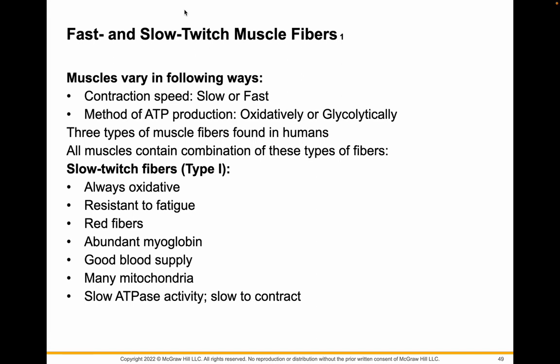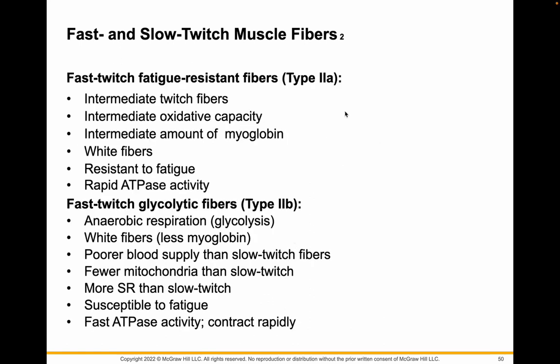using respiration or glycolytically, which is part of the respiration, but that's not important for you. There are three types of muscle fibers found in humans, and all of these contain combinations of fast and slow twitch fibers. So type 1 is called slow twitch fibers. And what you want to start here is it's resistant to fatigue.